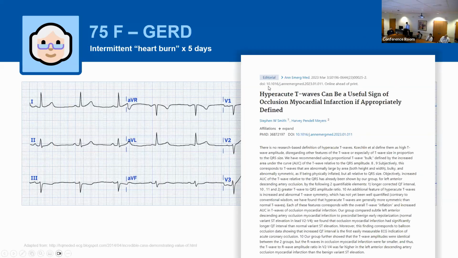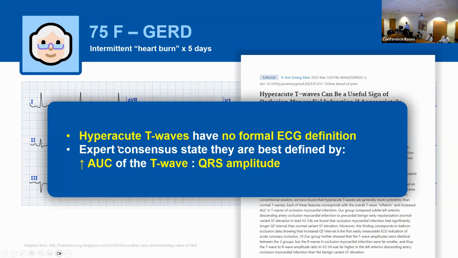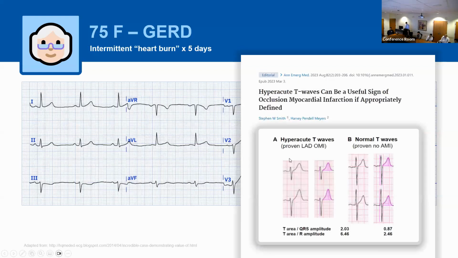But the best paper out there about hyperacute T waves at the moment was published in 2023. They highlight that hyperacute T waves have no formal EKG definition, and that expert consensus just says that they're best defined by some increased area under the curve of the T wave relative to the QRS amplitude. The authors go on to try to make this more reproducible by figuring out a specific ratio. They highlight in this figure that, if you have an area under the curve of the T wave that's large relative to the preceding QRS complex, that's more concerning for an OMI than if the preceding QRS complex is larger.